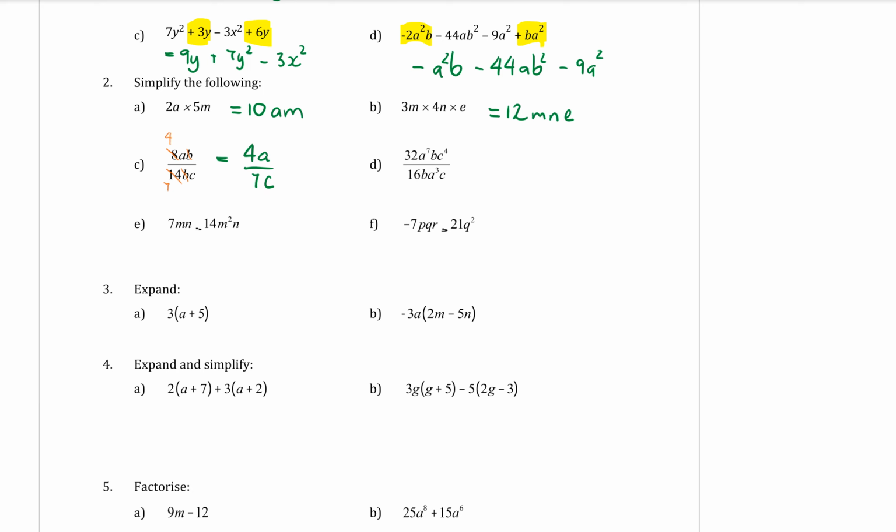Part D, slightly more complicated version. Just more letters really. 32 does divide nicely by 16 though. 32 divided by 16 goes exactly twice, so you can cancel the 16 off and have a 2 on the top. The B's, I can cancel the B off the bottom and a B off the top. They completely cancel out. The A's, a 7 on the top and 3 on the bottom. So remember from last topic, cancel off the smaller amount. I'm going to cancel off the 3 on the bottom. Subtract the 3 from the 7, which will give me 4 left on the top.